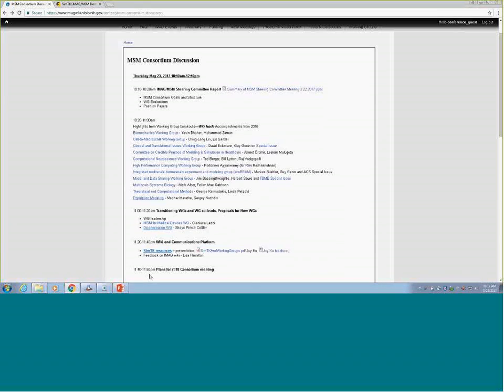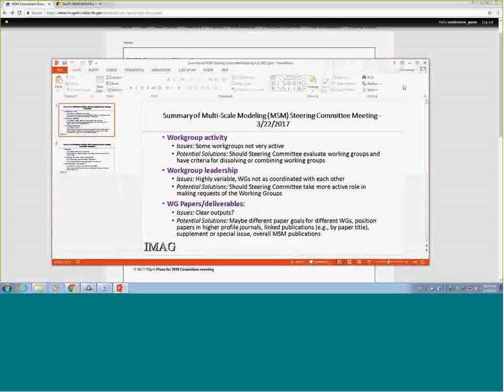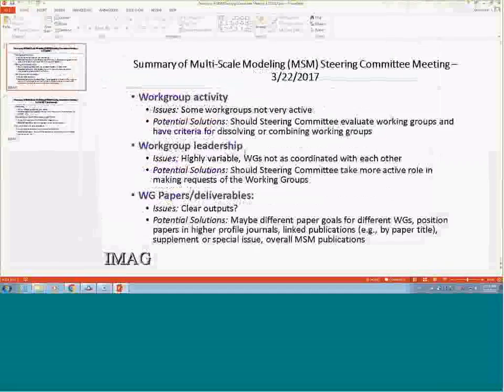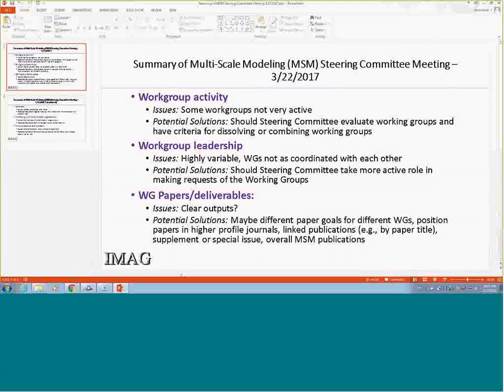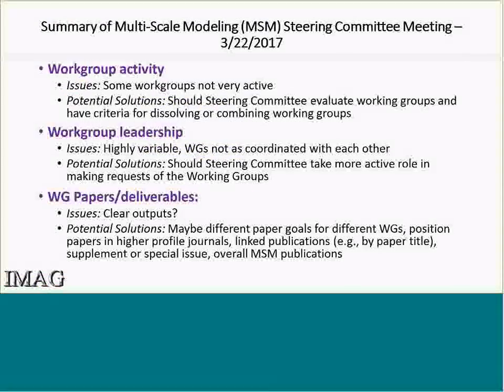So with that, we've put some of the summaries up here in terms of what we came up with during the meeting yesterday. I wanted to thank Jason for being our very effective scribe. And so there are 2 slides. Each of the MSM steering committee members visited different working groups. So the first point is work group activity.